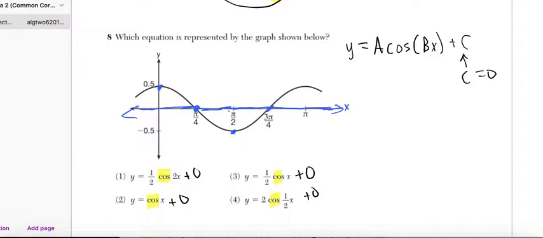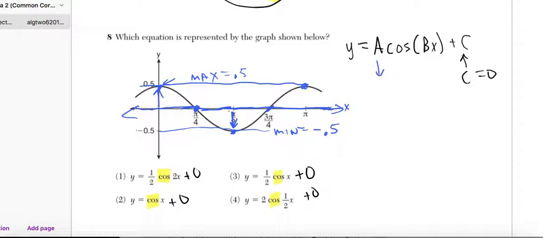The amplitude is the distance that the curve increases above the midline and decreases below. So remember the maximum is 0.5. Here's our maximum y value, which we hit twice. The max y value is 0.5. So we go up by 0.5 and we go down by 0.5 to the minimum, which is negative 0.5. So our amplitude is simply the distance that we increase and decrease from the midline.